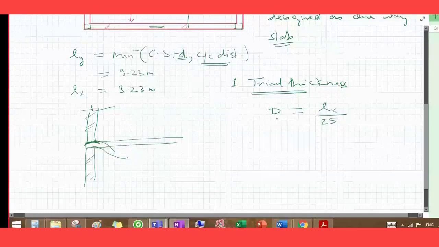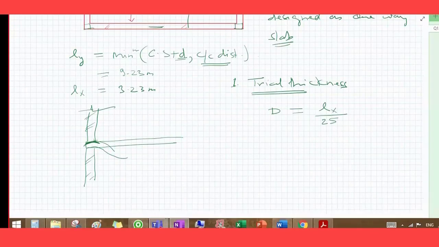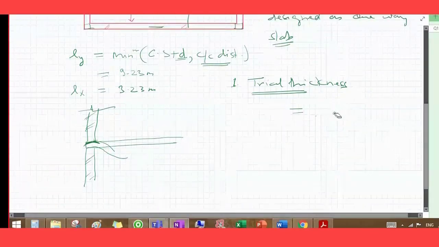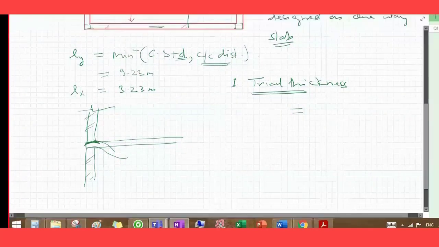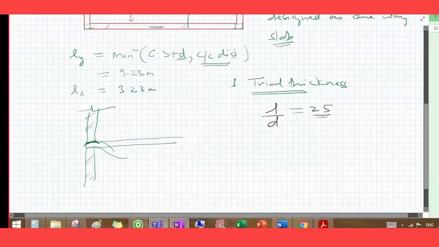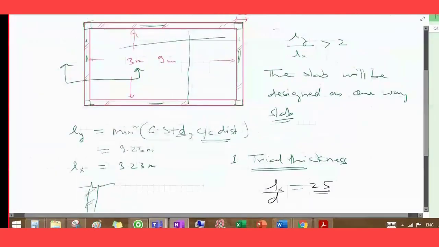Okay, so we'll go with this trial thickness. The trial thickness which you are going with, I'm saying you take L by 25, and let us take this itself. This is going to be D. Let us be consistent. So you remember this L by D will be equal to 25, and this is actually coming from 20 into 1.25. So from here, what should be your L? It should be about X, because the bending is going to take place about the shorter span.